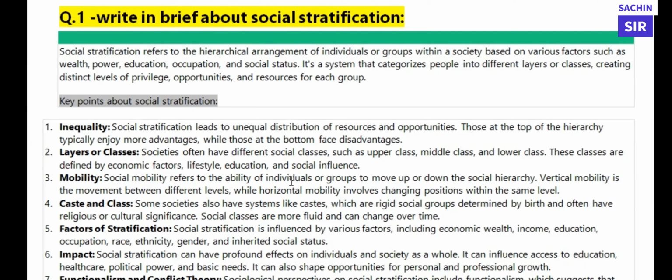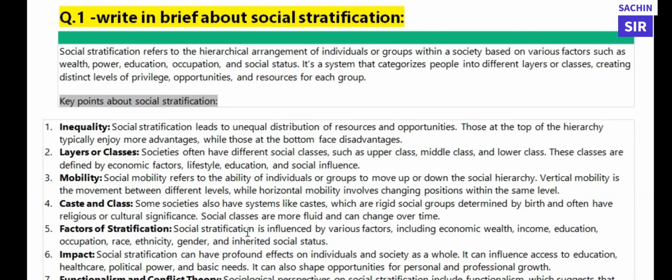Mobility. Social mobility refers to the ability of individuals or groups to move up or down the social hierarchy. Vertical mobility is the movement between different levels, while horizontal mobility involves changing positions within the same level. Caste and class. Some societies also have systems like castes, which are rigid social groups determined by birth and often have religious or cultural significance. Social classes are more fluid and can change over time.